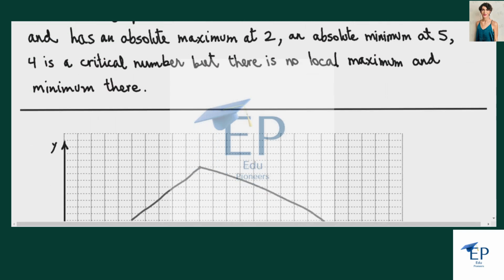And the thing is that if the function has a derivative at that point, then the derivative must be 0, because if it exists, the tangent line should be horizontal, and in that case we will have a local maximum or minimum. So in order that there is no local maximum or minimum at 4, but it is still a critical number, it means the derivative does not exist.